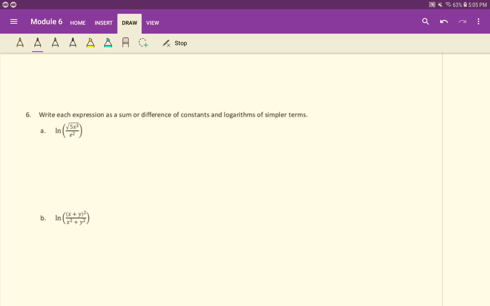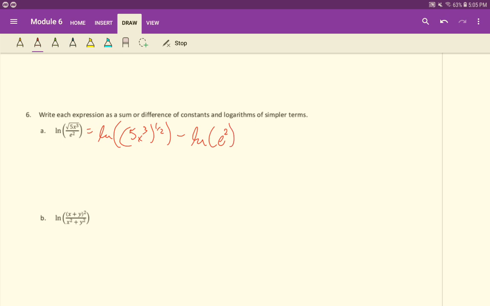And then these, we are asked to rewrite each expression as a sum or difference of constants and logarithms of simpler terms. So again, natural log here, we're just going to break things up. The big thing I see here is division. So we'll go ahead and rewrite that as the natural log of, and I'll rewrite this square root as a 1/2 exponent too. So we'll have natural log of 5x to the 3rd to the 1/2, minus natural log of e squared.